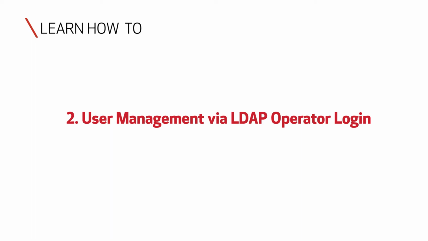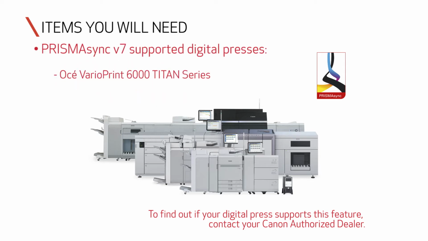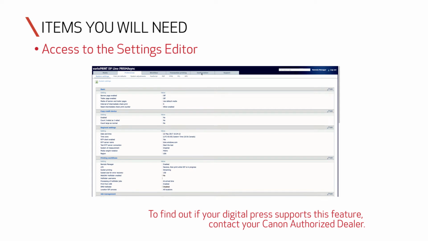In this video, you'll learn how to manage user access to your printer in PRISMAsync via your domain and the user's LDAP login credentials. You'll need a varioPRINT DP line or color image press with PRISMAsync version 5 or later, or the OSE varioPRINT 6000 series with PRISMAsync version 7 or later. You'll also need access to the settings editor for that engine.